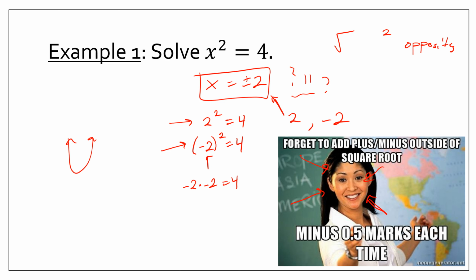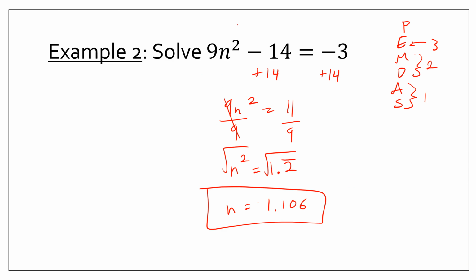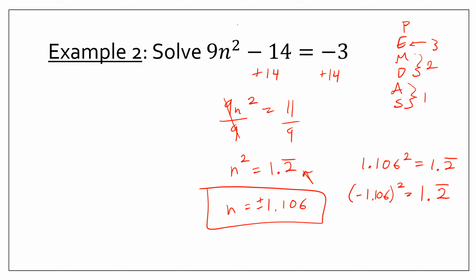No. Don't forget the pretty teacher telling you to add the plus or minus. Mister, I don't get where the plus or minus is coming from. Remember, you can test this out for yourself. Try squaring 1.106. If you square that, you'll get 1.2 repeating. But also, if you square negative 1.106, you will also get positive 1.2 repeating. So there are two solutions here.